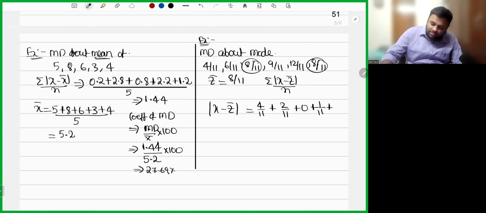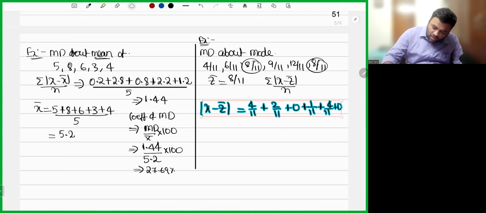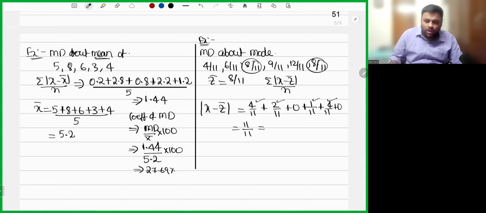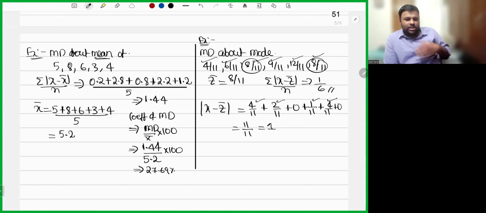12 by 11 minus 8 by 11? 4 by 11. Plus again 0. Adding up, 4, 5, 6, 7, 11. So 11 by 11, which is equal to 1. So 1 whole divided by 6. 1 divided by 6 is the answer. So mean deviation taken from mode is 1 divided by 6. I hope you understood the concept.